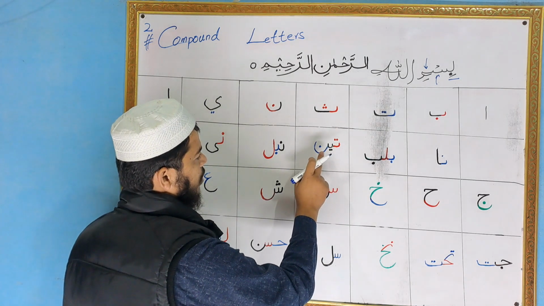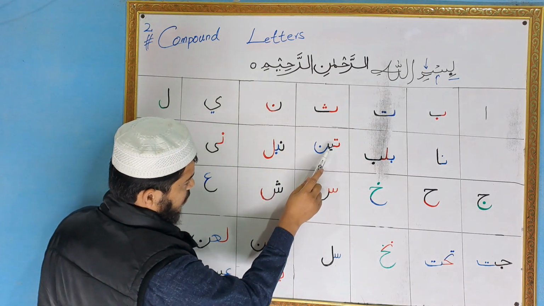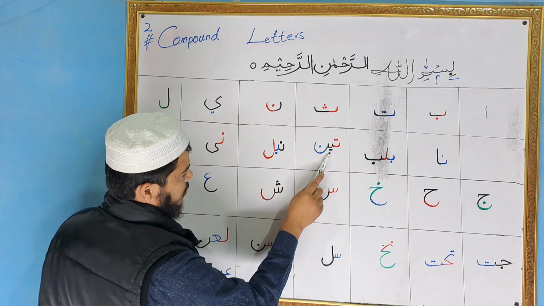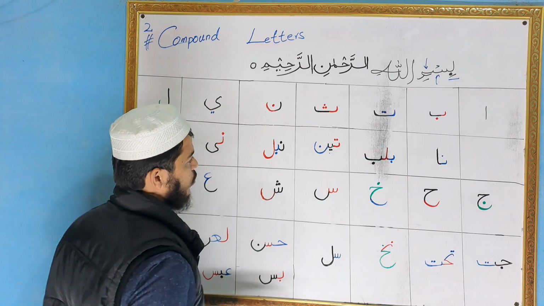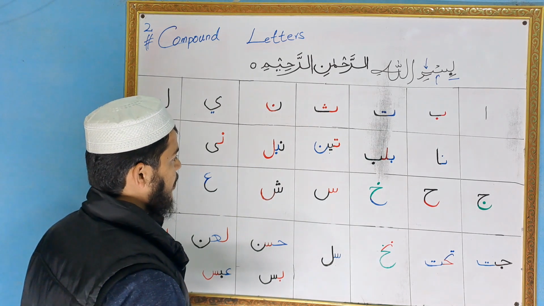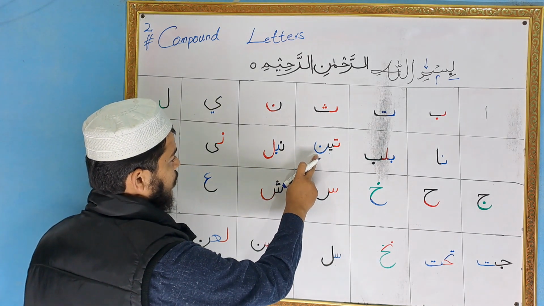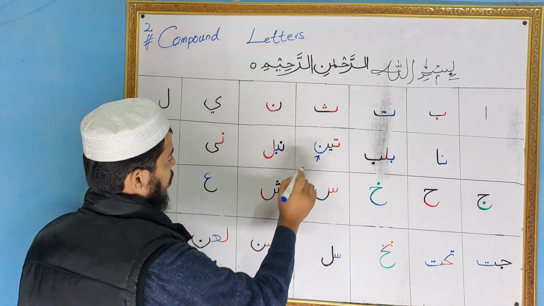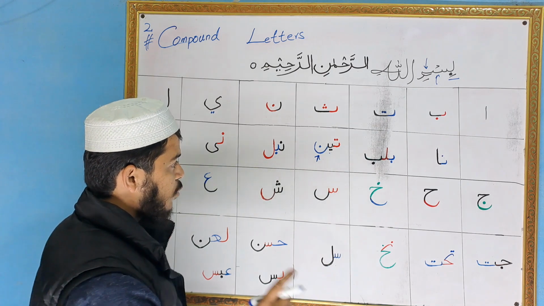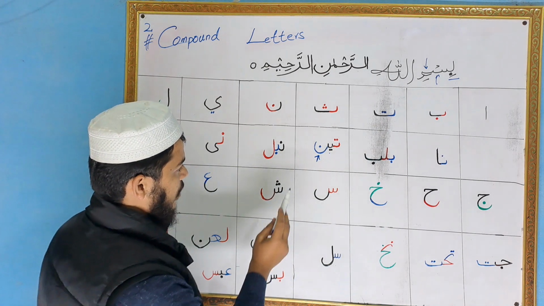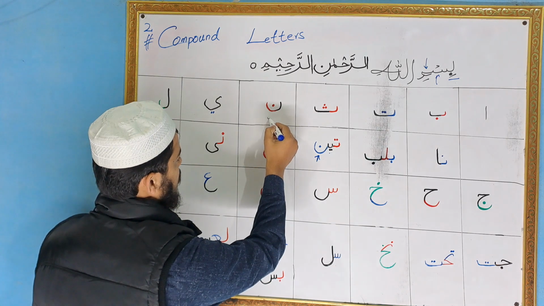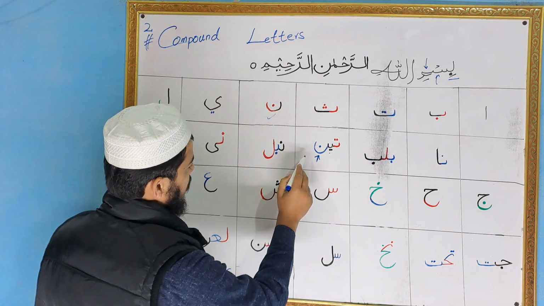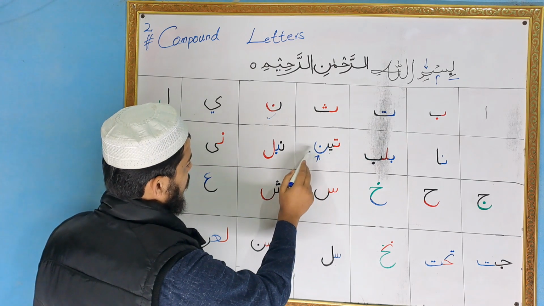Ta, because it's having two dots on the top. Ta, two dots in the bottom will be considered as ya and noon. So you can see this is noon because that is coming as a last letter. As I told you, mostly when the letter will come at the last, it will come in its original form. So you can see this is the same shape as this one. This is ta, ya, noon.